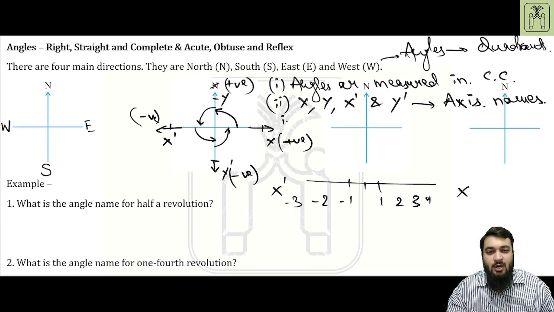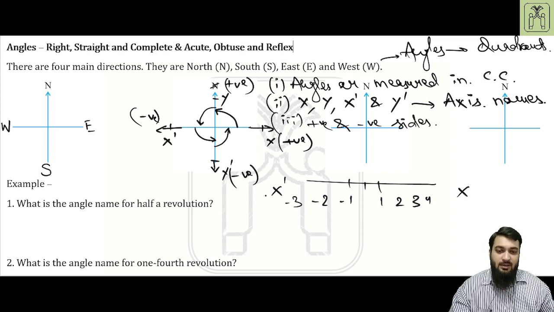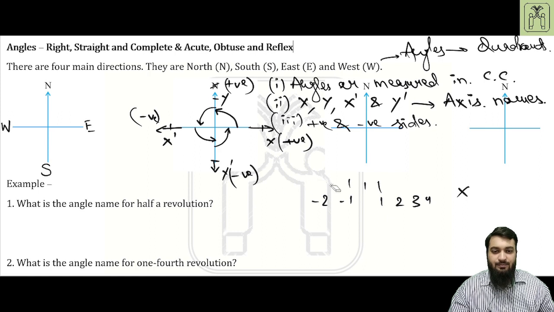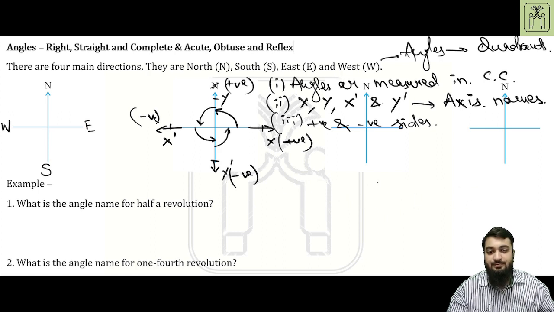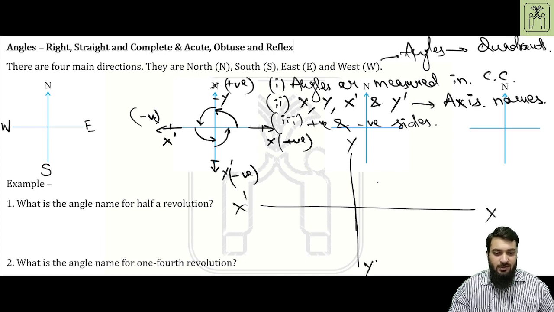Okay. So now I have mentioned the positive and negative sides. Now coming to the classification of angles. For example, this is the quadrant. Not so clear, but yeah, it will suffice. It will help you to understand what I'm trying to tell you.